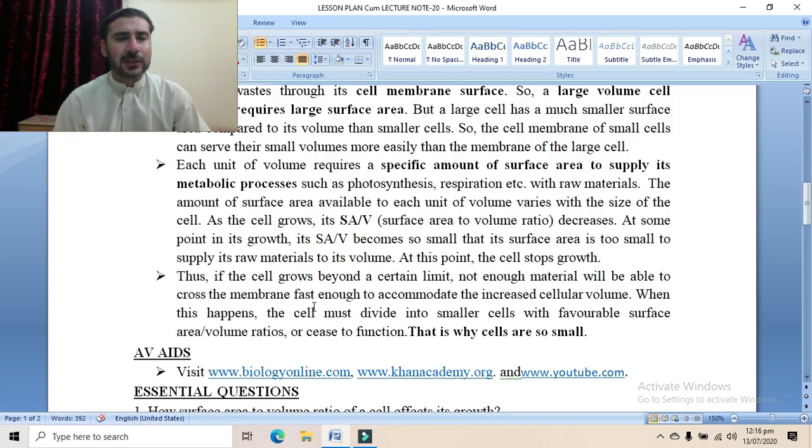So that is why the small cells divide, and those cells then grow up to a certain limit but not beyond that limit, because if they grow beyond that limit, the surface area will become less and the volume will become more. So then the surface cannot fulfill the requirements of the cell. So that's why the cells grow only up to a certain limit and then they divide to form new cells.